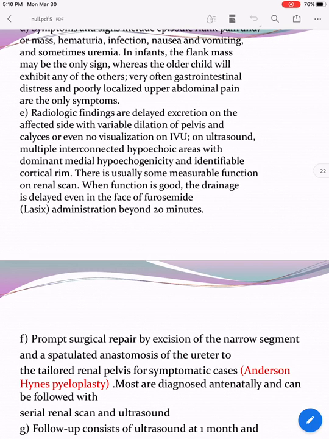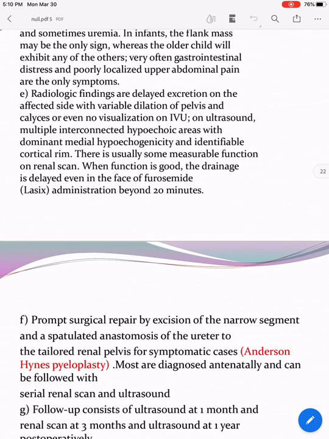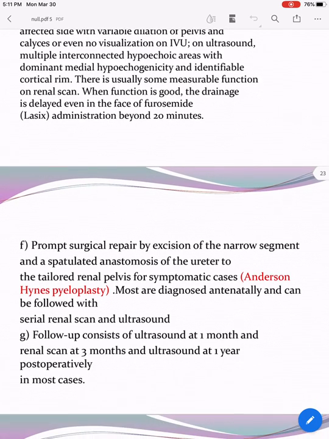When the function is less than 10% on isotope scanning, this is usually regarded as a non-functioning kidney and it requires no correction. So how can we prove the diagnosis? By using isotope scanning, and nowadays we can also use what is called dynamic enhanced MRI scanning. The contrast requires 593 seconds to reach the renal pelvis. If we see the contrast in the pelvic area in less than 593 seconds, this is regarded as normal. This is called dynamic enhanced MRI scanning for detection of PUJ obstruction.